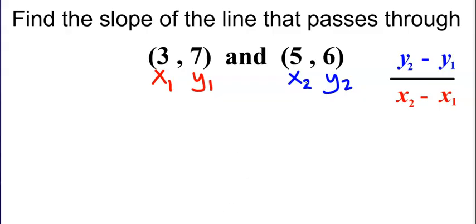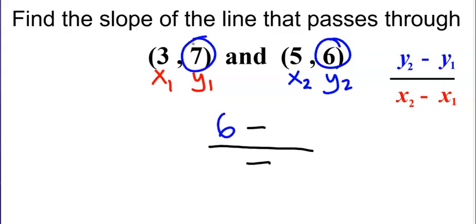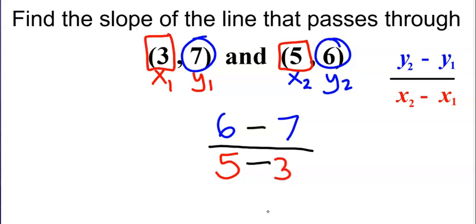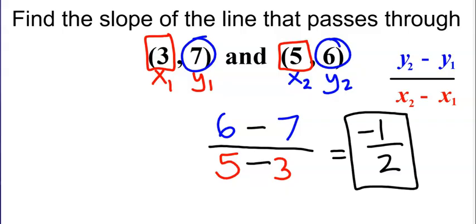Every time you calculate the slope between 2 points, you start with this giant subtraction fraction. Now let's go grab our values, y2 and y1, and put them in the right place. Now we need to grab our x values, x2 and x1. And we simply compute 6 minus 7 and 5 minus 3. And now we have the slope, or the rate of change, between those 2 points.